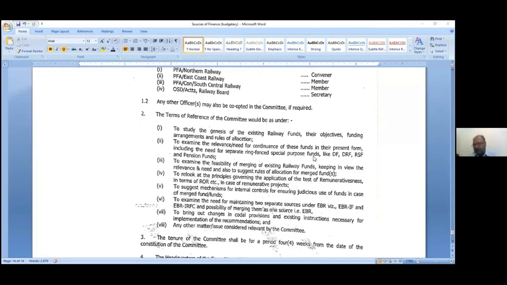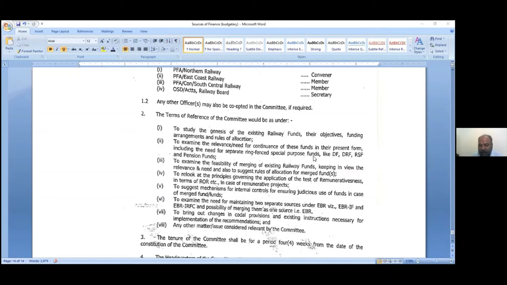DRF is for replacement of assets. RSF means it is only for level crossings and ROBs. Pension fund means to meet the pension liability. So that is the review of all these funds. And to examine the feasibility of merging all these existing funds and to suggest new rules of allocation for the merged funds. It is also reviewing the application of the test of remuneration, that is under the DCF technique, that is the rate of return. And to suggest the mechanism and internal control for judicious use of the funds in case of merged funds. Suppose after merging of the funds, what are the objects which should be fulfilled.